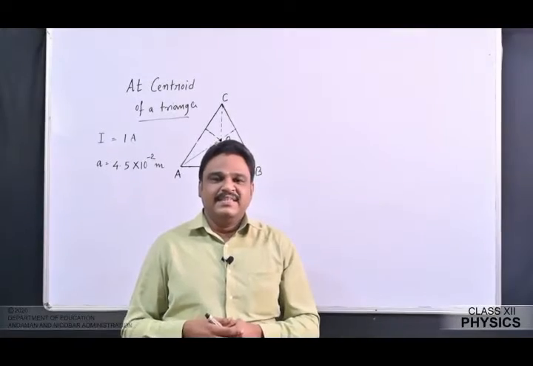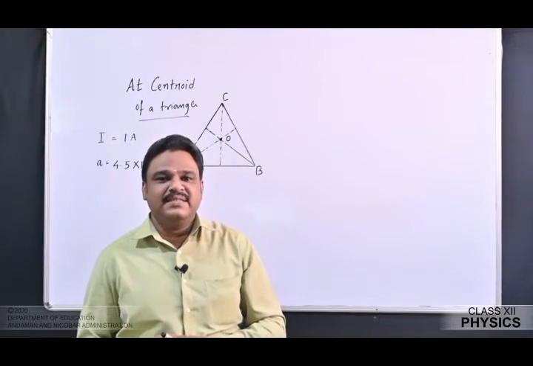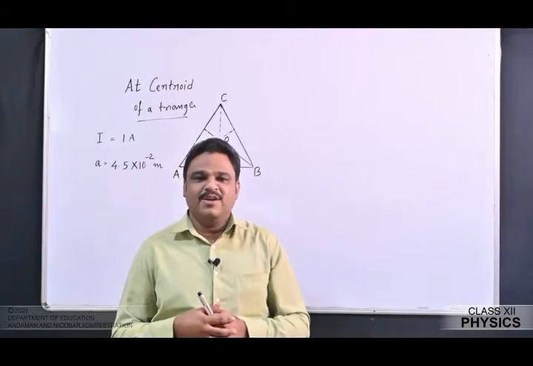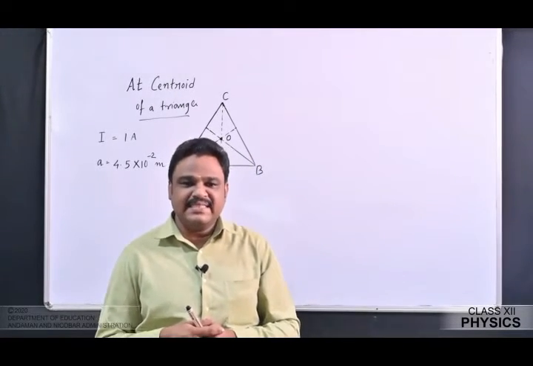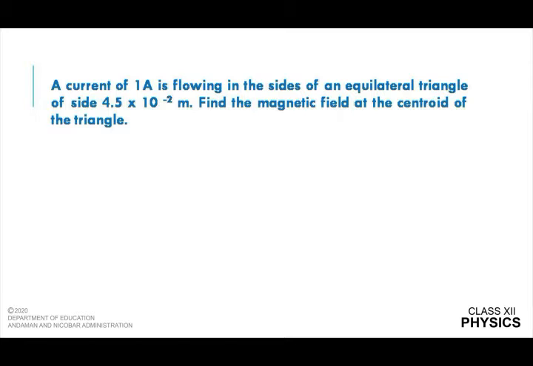Hello children. Today I am going to continue with the numericals of Biot-Savart law. So I am going to get into my first question. The first question says, a current of 1 ampere is flowing in the sides of an equilateral triangle of side 4.5 into 10 power minus 2 meter. Find the magnetic field at the centroid of the triangle.